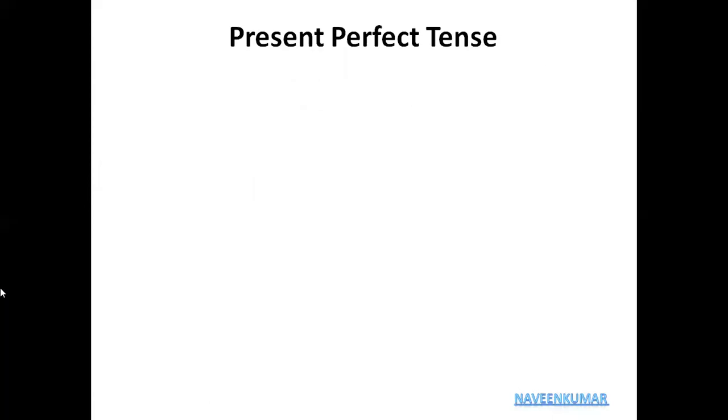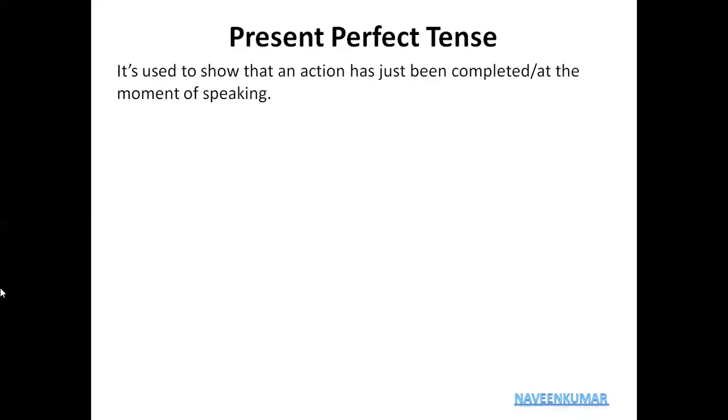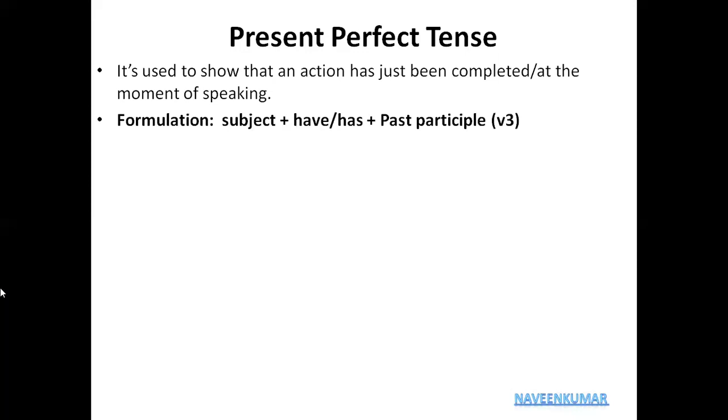Next one, present perfect tense. When we use present perfect tense, it's used to show that an action has just been completed or completed at the moment of speaking. Whenever we are discussing an action which got completed a few moments before, or at the time of speaking, we use present perfect tense. Let's see the formulation. Subject plus have or has, that's the auxiliary verb that we use, plus past participle form of the verb, that is V3 form of the verb.